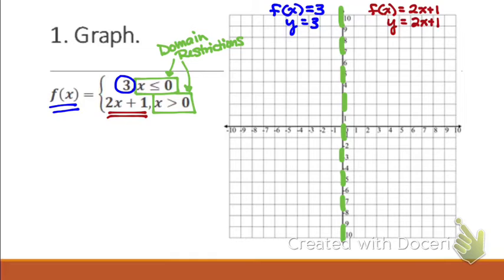This one only lives on the left, y equals 3. What does that look like? Horizontal line at a height of 3. So like this.